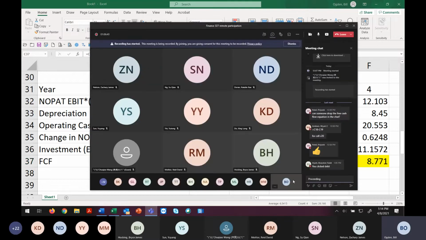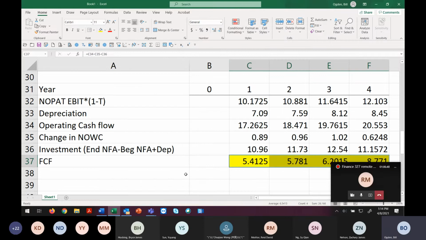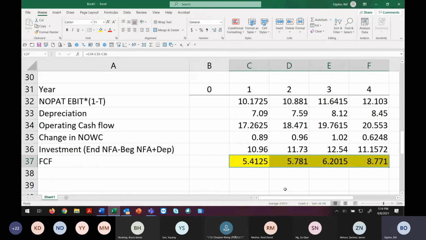All right, let me check in. How are we doing? You clicked that. Thank you. You are right. I think that's what I did. I wouldn't doubt that a bit. I thought I clicked the right arrow, but I must not have. All right. So free cash flow. There we go. We're done.